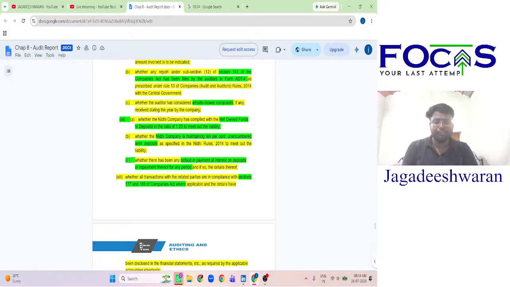So, whether the Nidhi company has complied with the net owned funds to deposits ratio of 1:20 to meet out the liability. That is, the funds we own, the net owned funds, to deposits. This 1:20 ratio is there so that we can meet our liability. If we have taken loans, we have to meet them. So we have to see whether they have maintained that ratio.